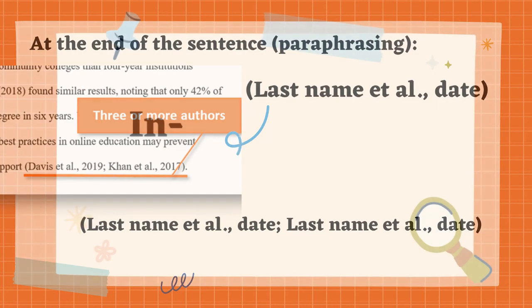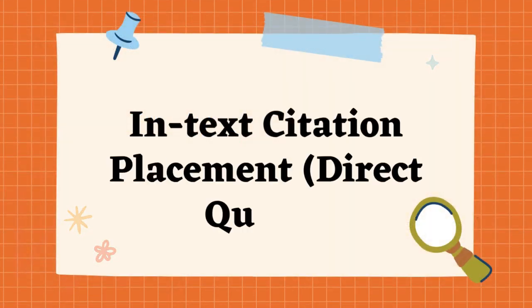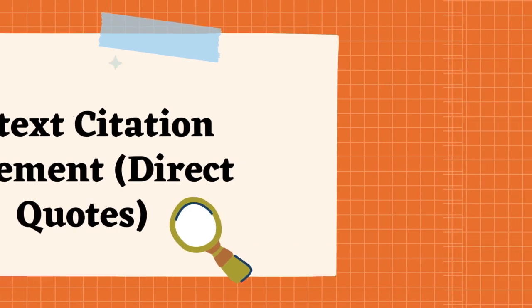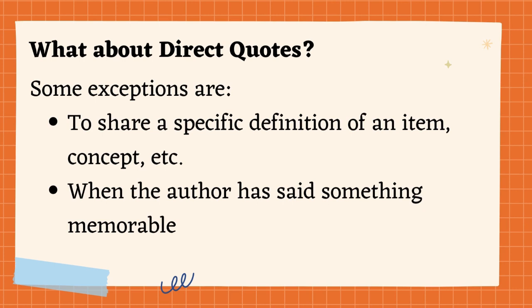So let's talk about in-text citation placement for direct quotes, which are a little bit different. According to the APA manual, students should paraphrase instead of using a lot of direct quotes. Simply put, you paraphrase when you restate another's idea in your own words. While paraphrasing is best, there are some exceptions. Some exceptions to use a direct quote are to share a specific definition of an item or concept, or when the author has said something memorable.